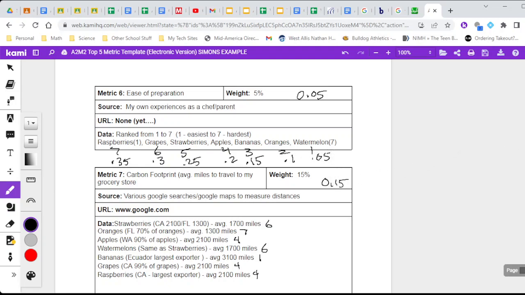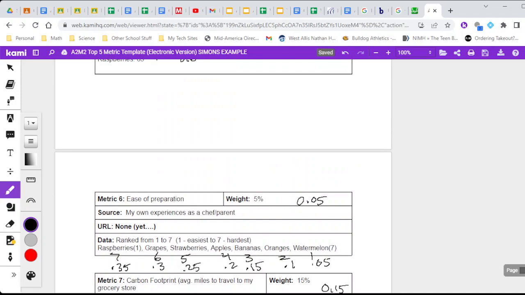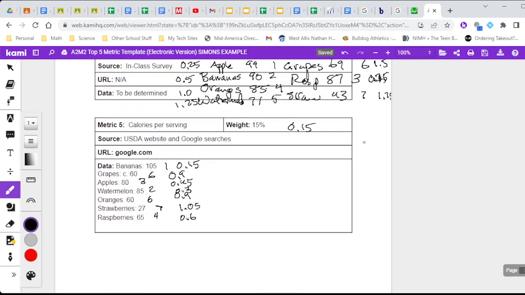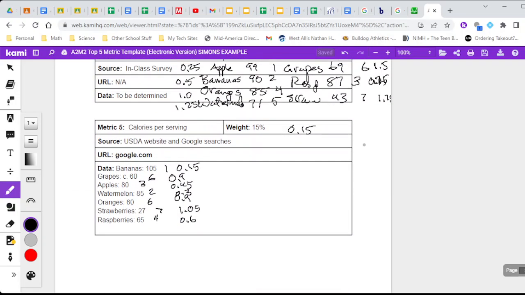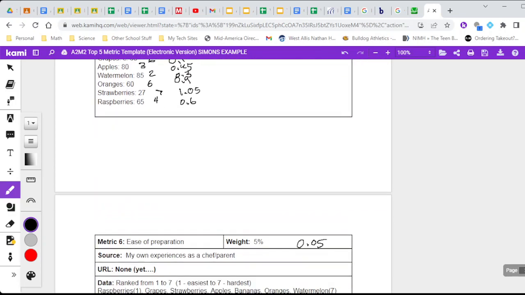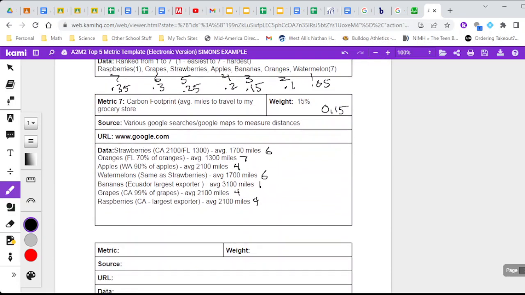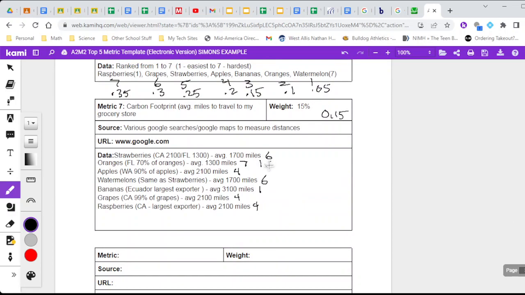And then for the carbon footprint, if we look at the one we already did, the 15, you can just use those same numbers. So 7's 1.05, because we figured that out. And then the other one, 6, was 0.9. We have 2 of those. And we have a whole pile of 4s. Well, 4 was 0.6, so 0.6, 0.6, and 0.6, and then 1's easy, and that's 0.15.